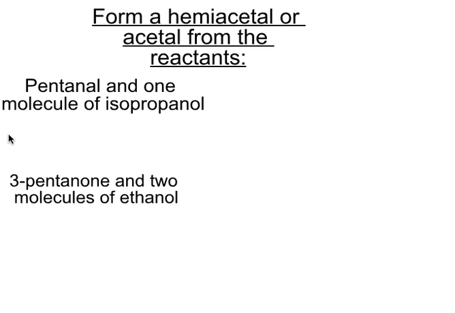So if I draw my pentanal, we're talking about a 5-carbon aldehyde. And I'm going to put my carbonyl on carbon number 1. And I'm going to react this with isopropanol. Remember, isopropanol is a 3-carbon alcohol, 1, 2, 3, with the alcohol group in the middle. It could also be called 2-propanol.